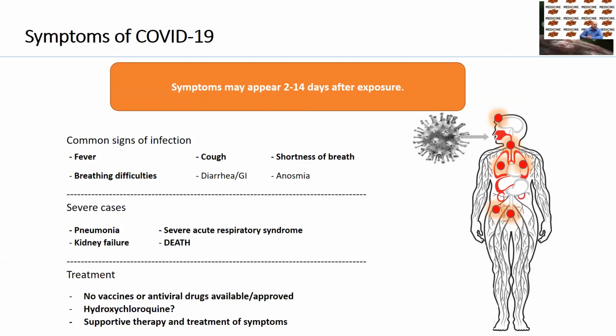Treatment at this time, as you know, there's no vaccines. We do have some antivirals available that are being tested. Hydroxychloroquine is being used, and then just supportive therapy.